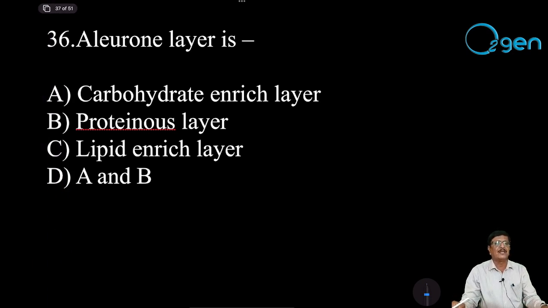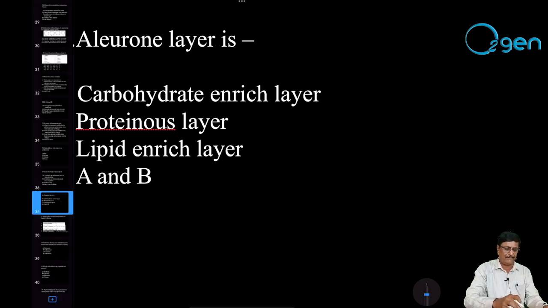Question 36. Aleurone layer is. Aleurone is the layer which covers the endosperm in the monocot seeds. It is also a part of the endosperm, and it is rich in proteins. So the aleurone layer is a proteinaceous layer. Option B is correct.